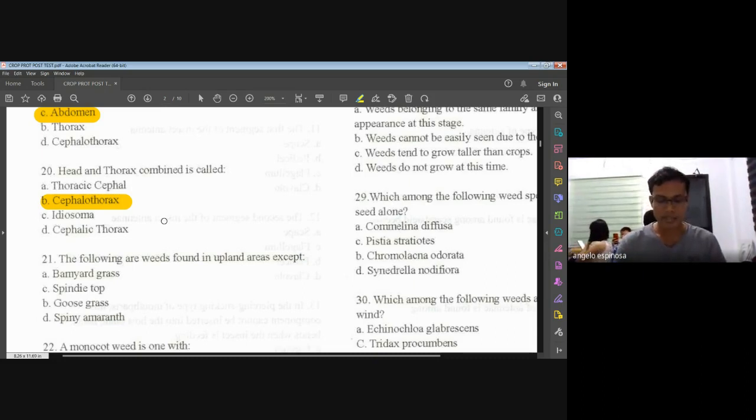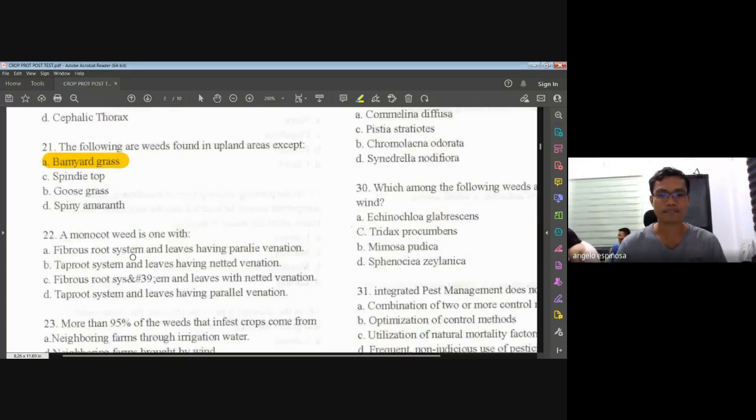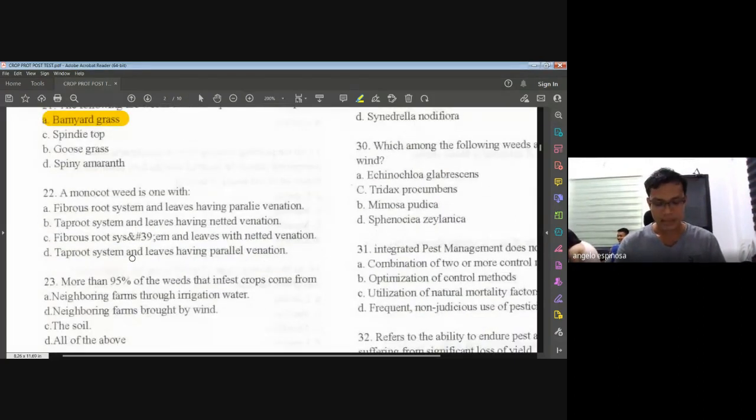Okay. And number 21, the following are weeds found in upland areas except. So alin sa sumusunod or sa choices ang hindi nakikita sa upland areas. The correct answer is barnyard grass. Okay, it is barnyard grass. Next, number 22. A monocot weed is one with the blank.